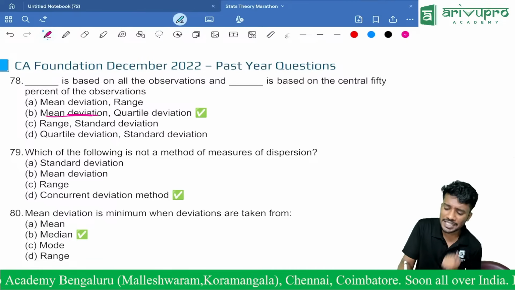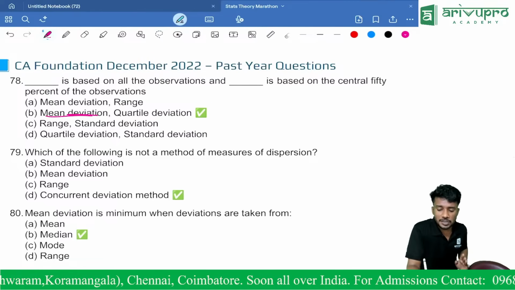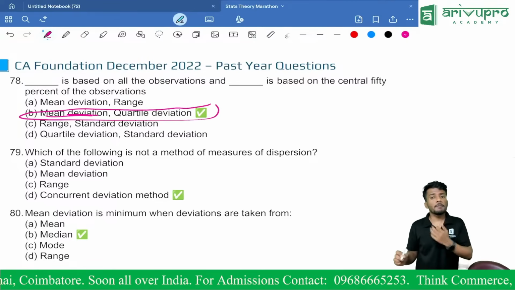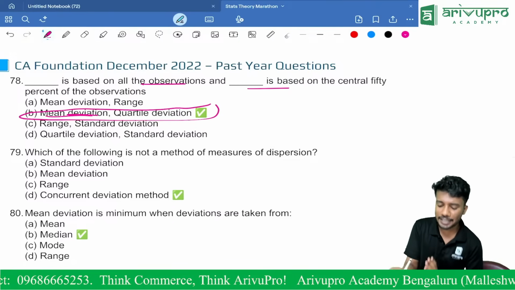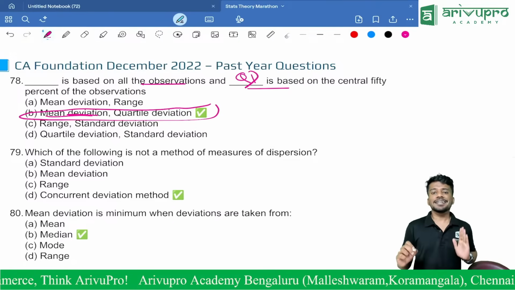And dash is based on central 50% of the observation, quartile deviation. So, option B is your answer. Mean deviation is based on all observations and quartile deviation is based on central 50%.